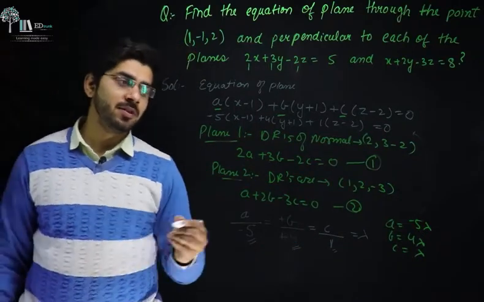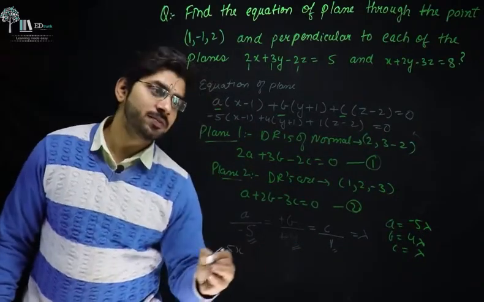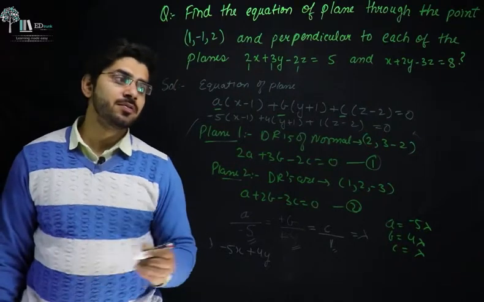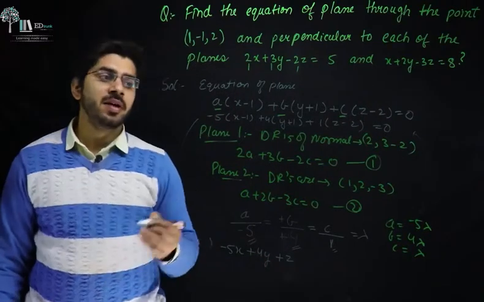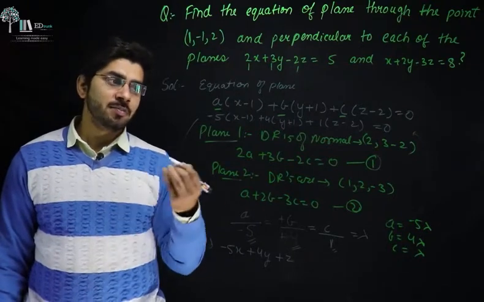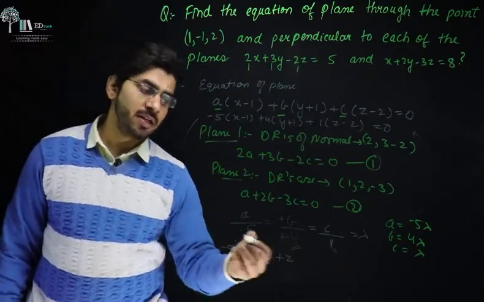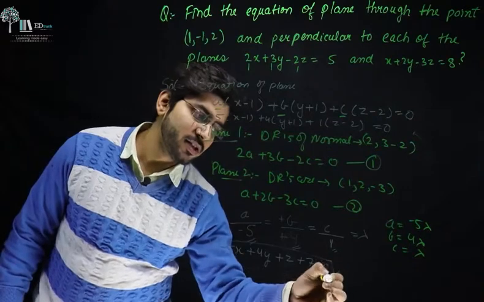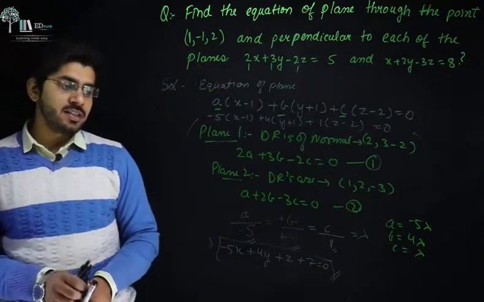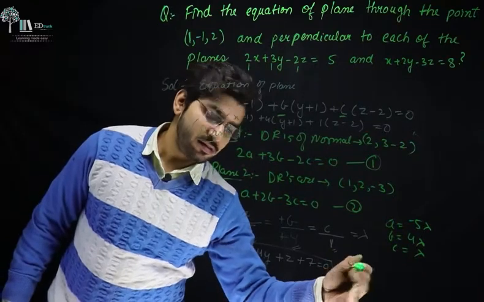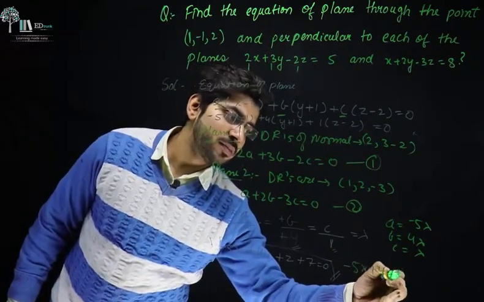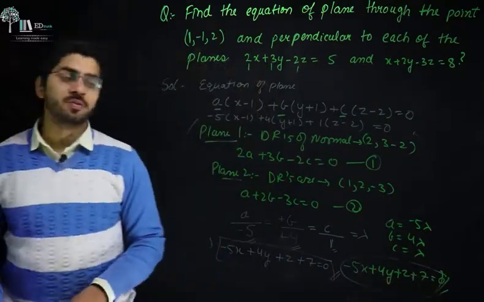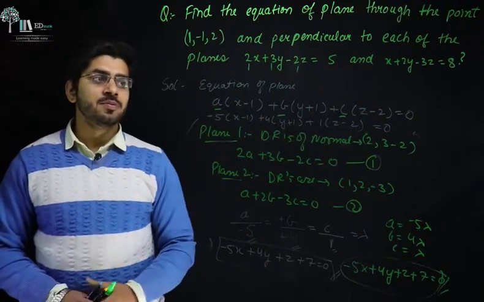So the equation of the plane will be given by -5x plus 4y plus z, and -5 into -1 will be plus 5, plus 4, 9, and minus 2, 9 minus 2 is 7. So plus 7 equals to 0. So this is the equation of the plane which we need to find out, given by -5x plus 4y plus z plus 7 equals to 0. So this is how we solve problems on equation of plane.